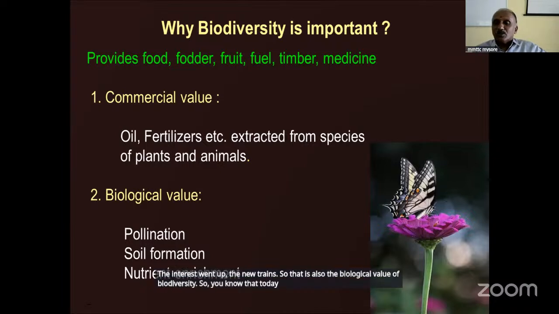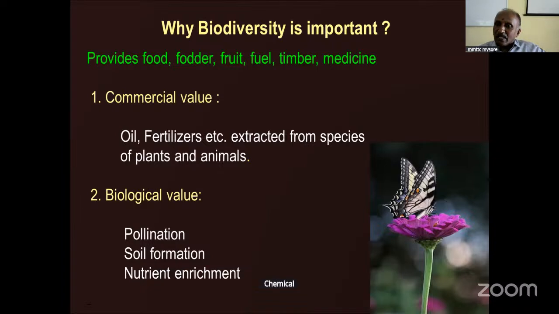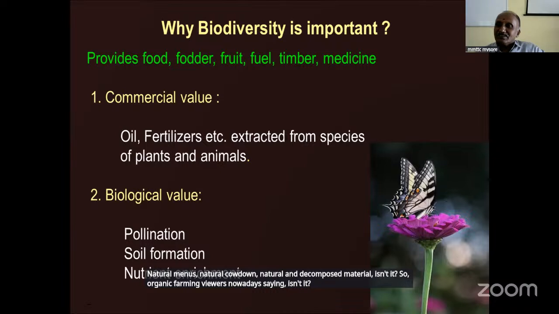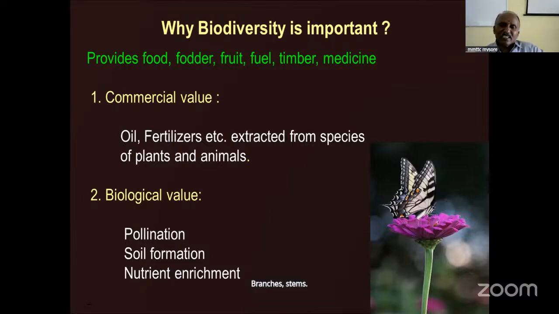You know that today most of you are using chemical fertilizers. Chemical fertilizers have an adverse effect on the health of every individual. But now you are going for biofertilizers, natural manures, natural cow dung, natural decomposed material, isn't it? So you are nowadays talking about organic farming, isn't it? All these things are obtained from naturally fallen twigs, branches, stems, fruits, any biomaterial undergoing decomposition, which forms the manure or fertilizers. So in a natural forest, you are not going to put any fertilizers, isn't it? Naturally they themselves take care of the soil formation and nutrient enrichment. So that is called the biological value.